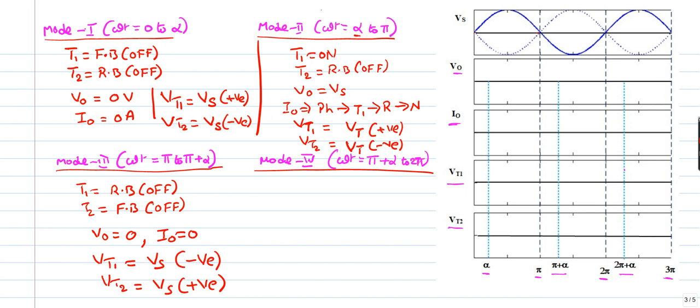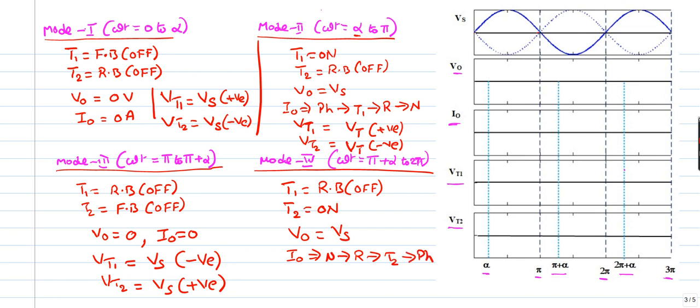Alright, now when it comes to mode 4, at pi plus alpha, a triggering pulse is given to T2, it goes to on state, and T1 will still be in reverse blocking mode, it should be in off state. So V0 is equal to Vs, and the I0 path is from neutral to load, load to T2, T2 to phase.